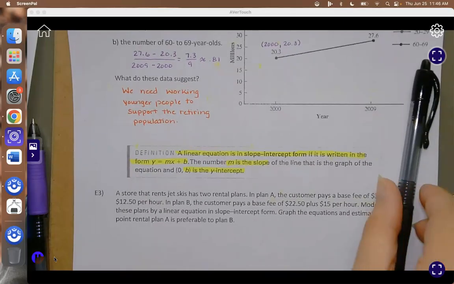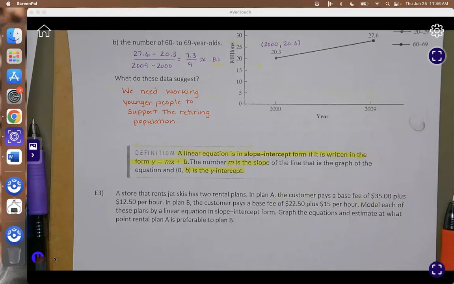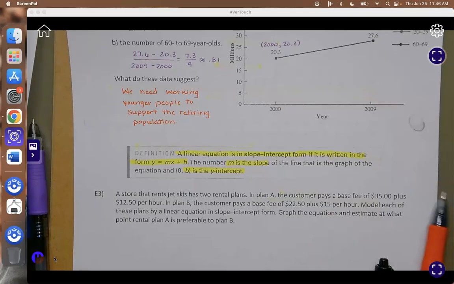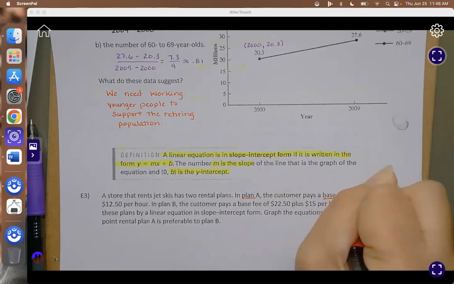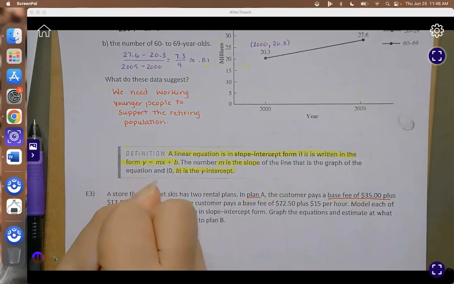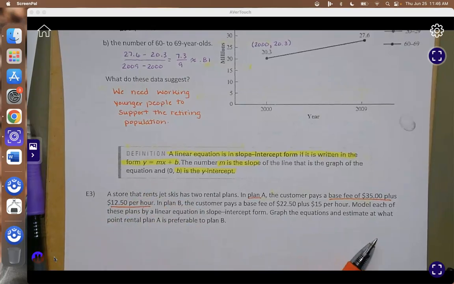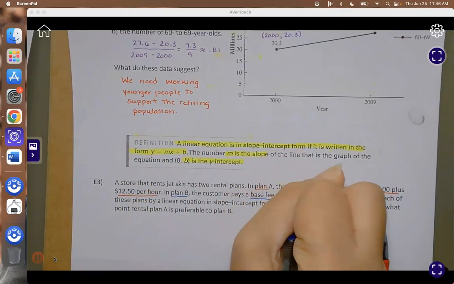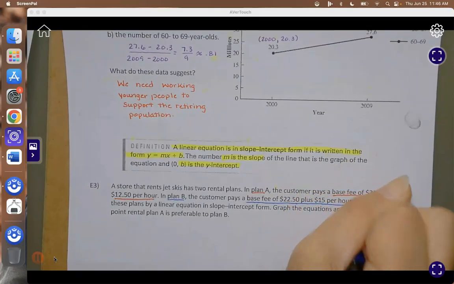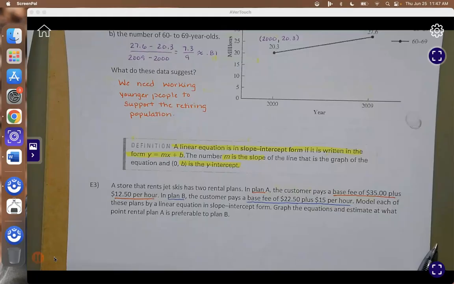So, a store that rents jet skis has 2 rental plans. In Plan A, the customer pays a base fee of $35 plus $12.50 per hour. Okay. In Plan B, the customer pays a base fee of $22.50 plus $15 per hour. Okay, model each of these plans by a linear equation in slope-intercept form. Graph the equations and estimate at what point rental plan A is preferable to plan B. Okay, so what we're going to do is come up with the equations first.